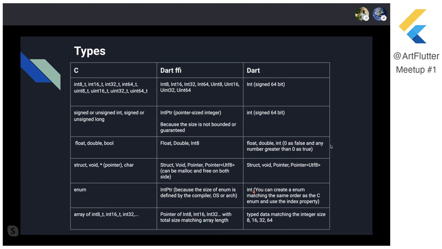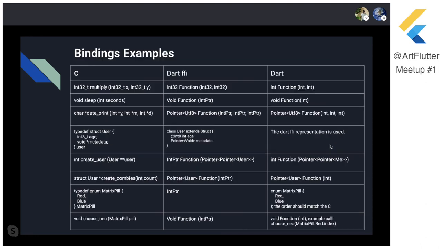There is actually a cleaner way of defining a C enum in Dart. If you have an enum like that, as you can see here, you can do the binding using IntPtr, but in Dart, you can specify the enum as a Dart enum. When you call the C functions, you will have to use the index of this enum. So basically, the order of the enum options has to match the C order of the enum options.